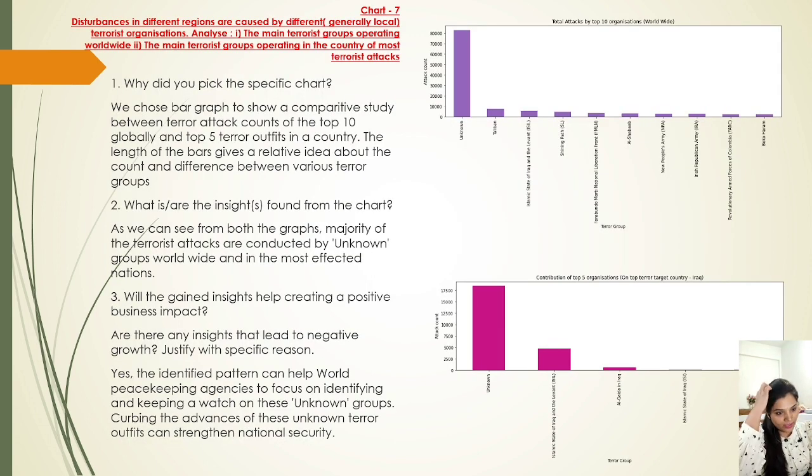So we can see here that the number of attacks done by unknown groups is really high. That means we don't know our enemies. We should really find out those groups and stop them from attacking.